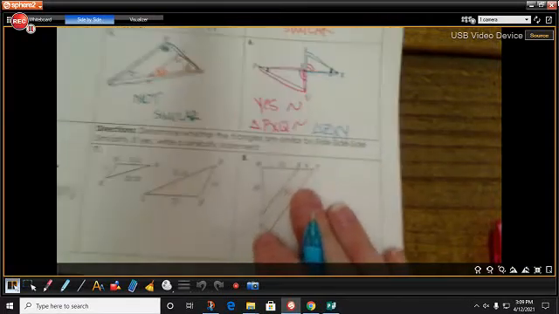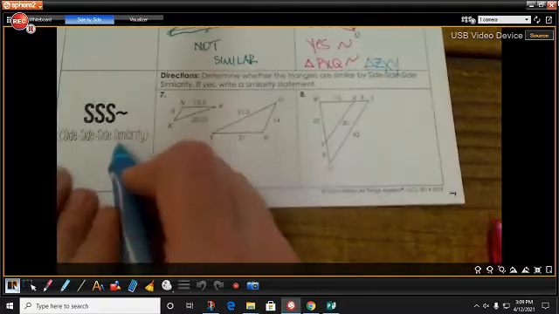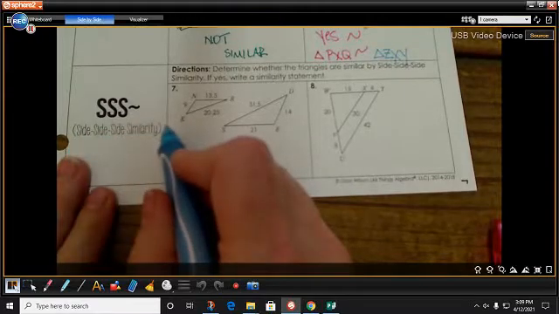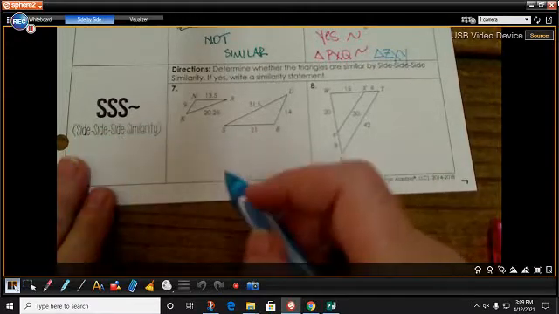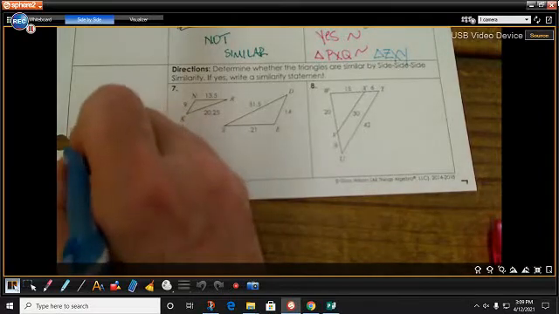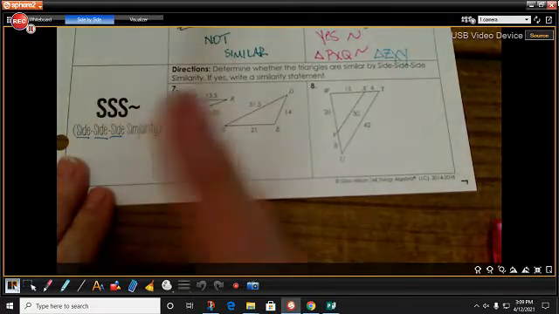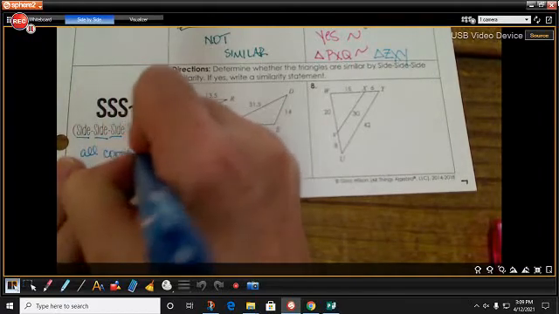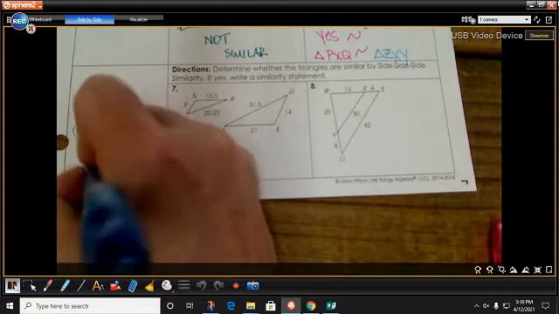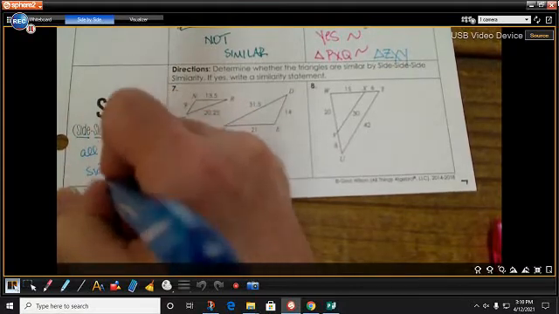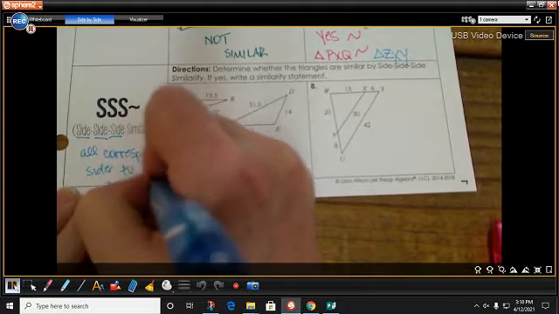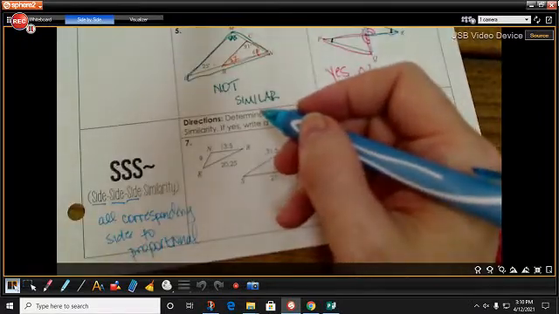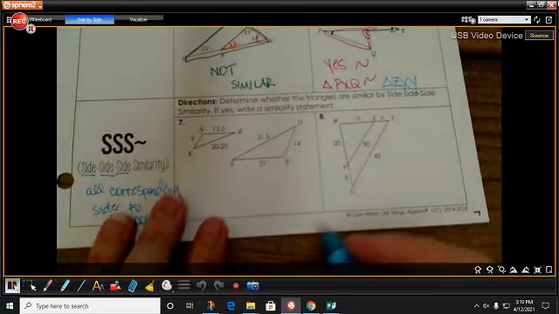Another way to prove triangles are similar is called side-side-side similarity. Now, this does involve three sets of sides, just like when we did side-side-side congruence. But here, instead of three sets of sides being congruent, I need all the corresponding sides to be proportional. That means that each set of sides needs to be the same ratio when you work it out.